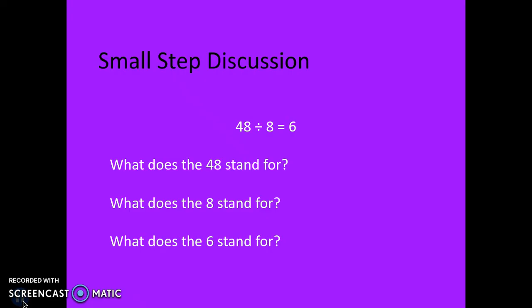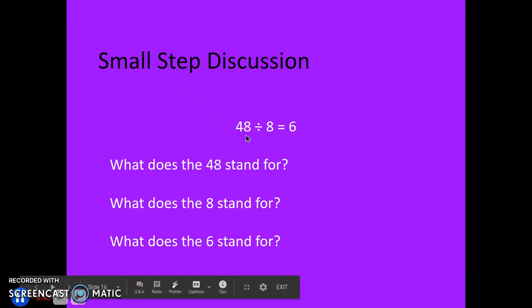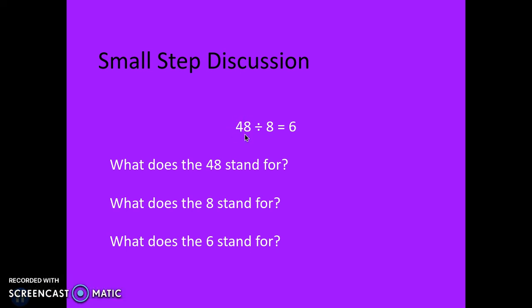Now what I want you to think about, and let's just have some discussion here, we know that we have 48 pencils altogether. Caroline had 48 pencils altogether. She wanted to divide them into groups of 8 so that we could determine how many friends she was going to get to share those with. So what does that 48 stand for?